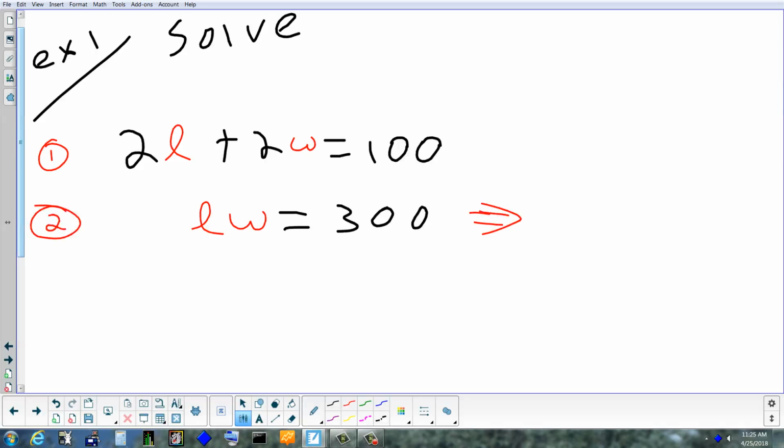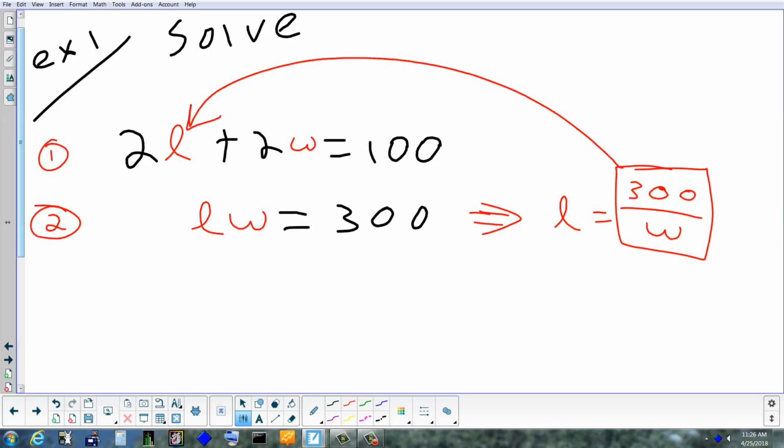Michael, do you want to get L or W by itself? L. Yeah, it doesn't matter. It's pretty much going to be the exact same steps. So if you get L by itself, how would you move the W to the other side? Divide by W. Okay. So there's our formula for L. It's 300 divided by W. Now, Wyatt, what am I going to do with that 300 divided by W? Plug it into the first equation. For which letter? Exactly. Yep.